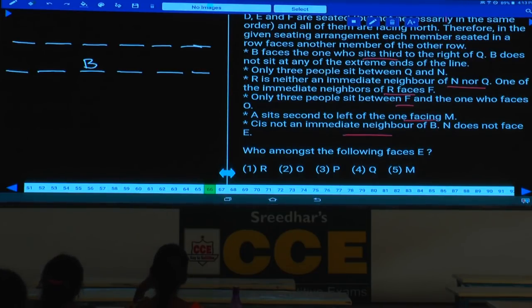Now B is here. B faces the one who sits to the right of Q, then Q must be at this place. And B does not sit at any one of the extreme ends of the line. Only 3 people between Q and N, so N will be here. And R is neither an immediate neighbor of N nor Q, so R will be here. One of the immediate neighbors of R faces F, hence F must be here. And only 3 people between F and the one who faces O, so O must be here.